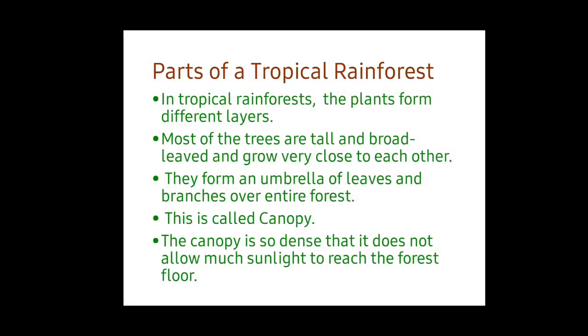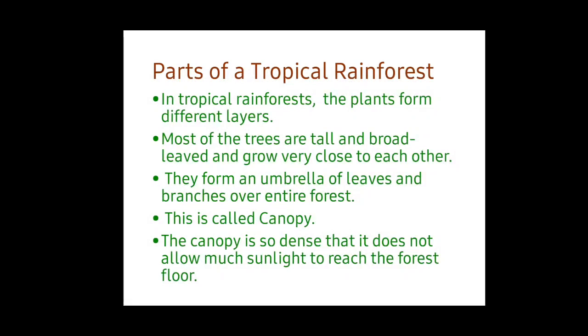The parts of a tropical rainforest: what are all the things that will be there? In a tropical rainforest, the plants form different layers. Most of the trees are tall and broad leaved and grow very close to each other. They form an umbrella of leaves and branches over the entire forest, and this is called the canopy. The canopy is so dense that it does not allow much sunlight to reach the forest floor.